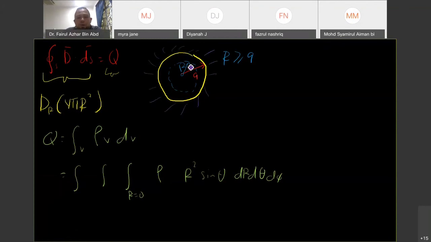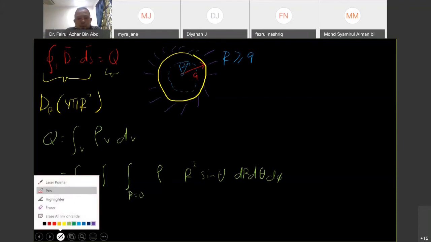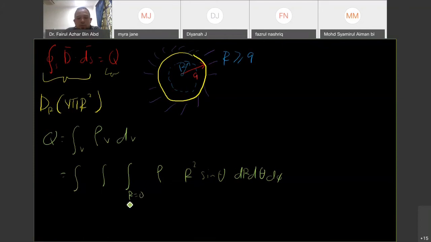Okay. However, we only have charge within the radius between 0 until A only. So that's why in this case, in order to determine the limit of this charge, we need to perform this integration from 0 until A only. Okay, so by considering this, the radius of charge is only with a value of 0 until A. In terms of the limit for theta, we still have 0 until pi, and phi is 0 until 2 pi, because we are considering a full shape of the sphere.